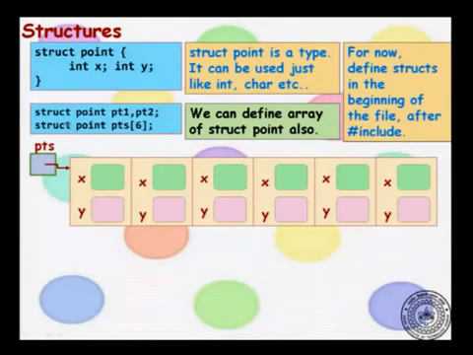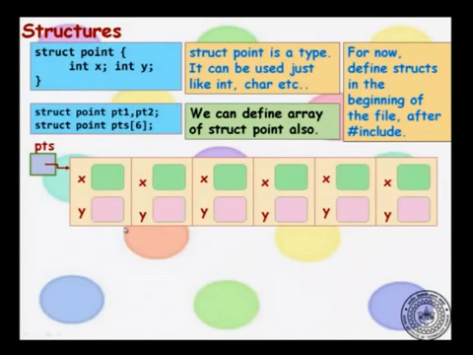Okay. So, here let us look at this example. We have struct point pt1, pt2. So, this says that pt1 and pt2 are two variables which are of type struct point. What about pts[6]? It is an array of size 6 where each element in the array is of type struct point. So, to visualize it, you would imagine that it is like this. There are 6 cells, each cell contains a struct point. So, each cell will have two fields, x and y.